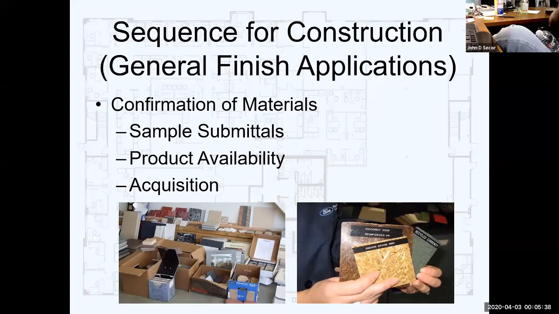All right, so this sequence of construction generally starts with the confirmation of materials. There is, in the process of construction, a specific protocol for confirmation of materials, and that comes through what they call sample submittals. And typically what happens is the contractor is required by the contract documents to submit to the designer an actual piece of the material. Not a photograph, not a digital representation, but the stuff.